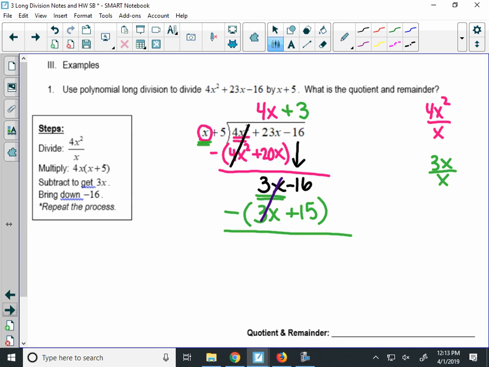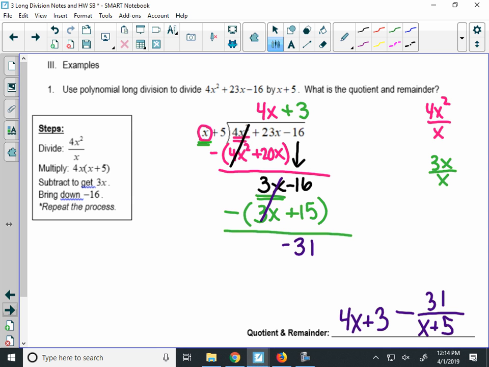Yeah, negative 16 minus 15. Be careful. It's not negative 1. Negative 31. Now there's nothing else to bring down. So this negative 31 is my remainder. So how we write the answer, the quotient and the remainder, there's a line underneath here. This is the quotient, 4x plus 3. The remainder is negative 31. So we put a minus 31 over x plus 5.